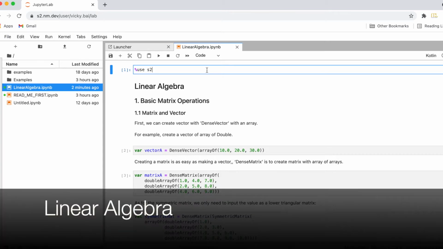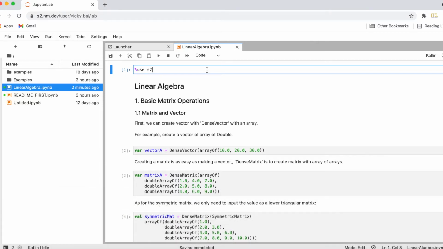This is a tutorial of how to use linear algebra in S2. Please remember, always start with this magical keyword, use S2, or nothing will work. You can hit Shift and Enter in any cell to execute the code in the cell.